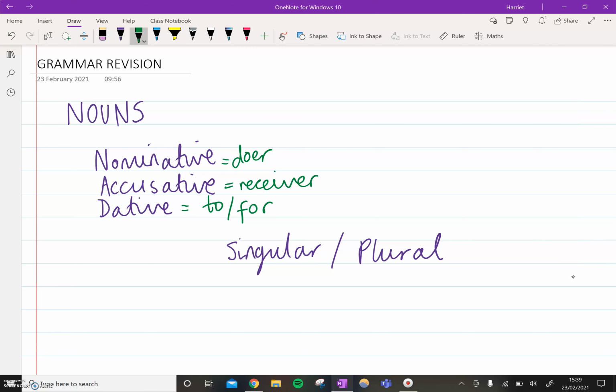So for example, you can have a girl hugs a boy, and there you would have a singular nominative and a singular accusative. Or you could have the girls hug the boys, and there both the nominative and the accusative are plural. In English, plurals are easy to spot because they end in S, whereas in Latin they're a little bit more complicated than that. So those are the basics of what each of those cases mean. So now let's look at what they actually look like in Latin.